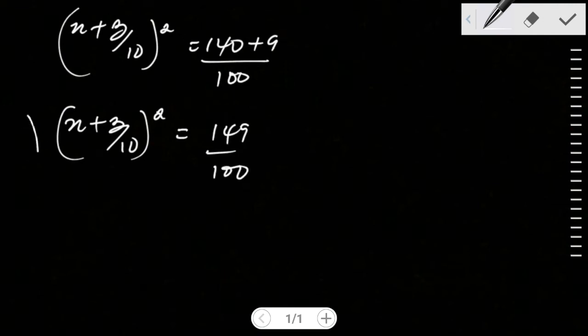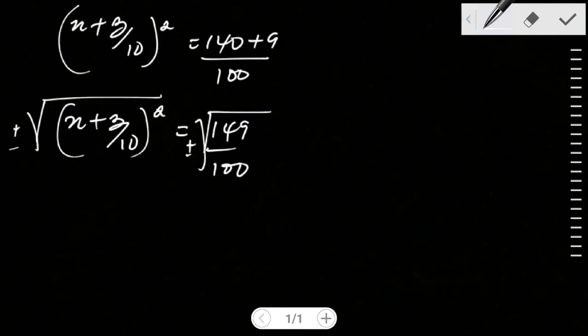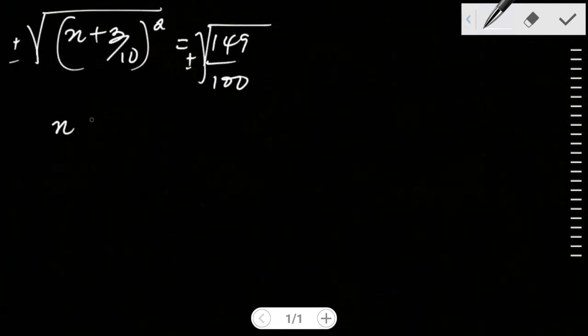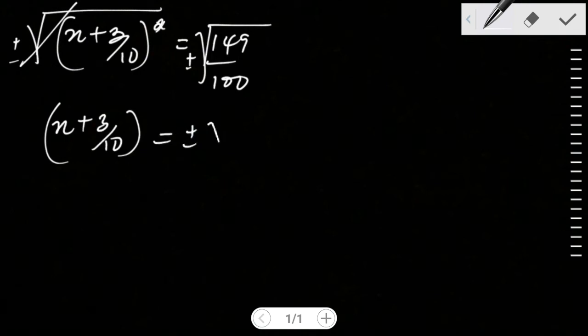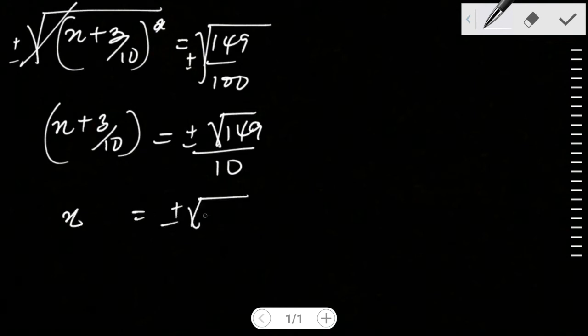Now to eliminate the square, I would square root this side, positive or minus, square root also this side, positive or minus, and therefore I'm going to come here and say this is x plus 3 over 10, because this goes with this, and therefore this is going to be positive or minus root of 149 divided by 10, and so x would be equals to positive or minus root of 149 minus 3 all over 10.